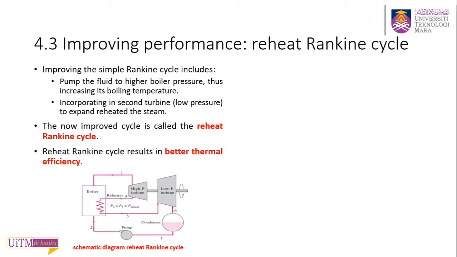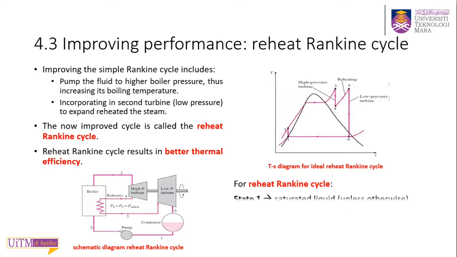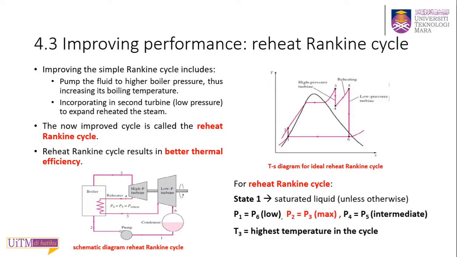And for an ideal reheat Rankine cycle, the TS diagram is as follows. For the reheat Rankine cycle, state 1 is assumed to be saturated liquid and the pressures for the states are as follows. The temperature at state 3, which is at the inlet of the high pressure turbine, is the maximum temperature of the cycle.